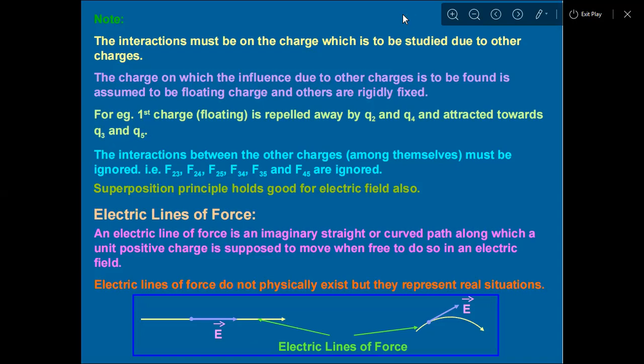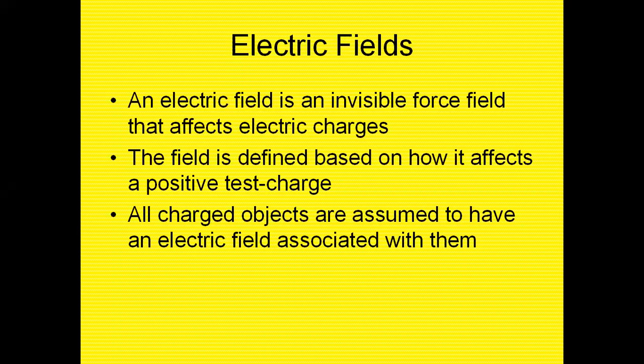So we can explain the electric field in this way. So from this point of view, actually what is an electric field? An electric field is an individual force field that affects the electric charges. The field is defined based on how it affects a positive test charge, that means Q naught. All charged objects are assumed to have an electric field associated with them.